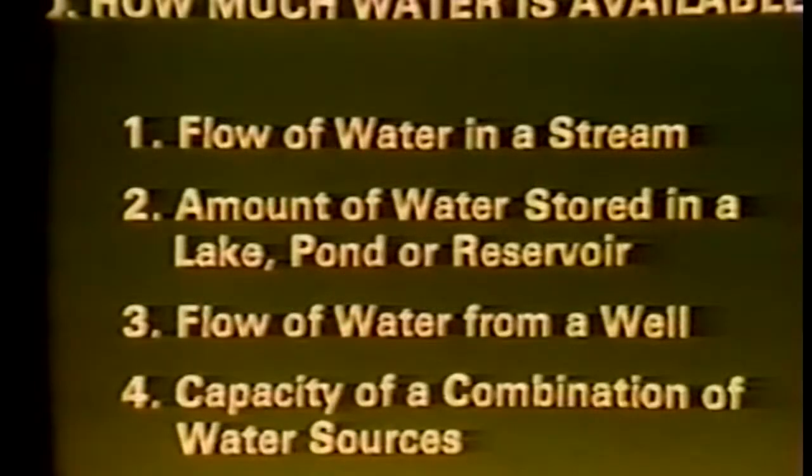After determining the total water requirements of the crop to be irrigated and selecting a source of water, measuring the amount of water which can be pumped from the water source is often necessary. Approximate measurements may be made to determine the flow of water in a stream, the amount of water stored in a lake, pond, or reservoir, the flow or volume of water from a well, and the capacity of a combination of water sources.